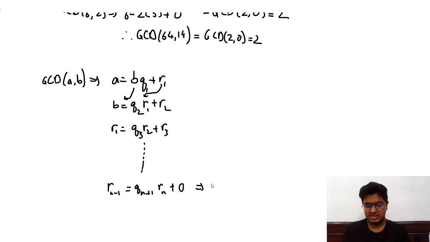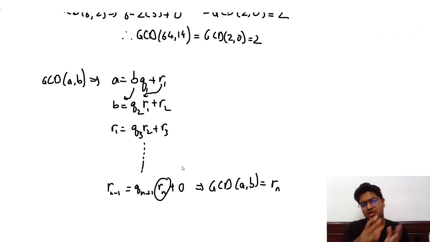Now the GCD of a comma b is equal to r n. This will act as the GCD of our numbers. This is the theory part. So this was the Euclidean algorithm.